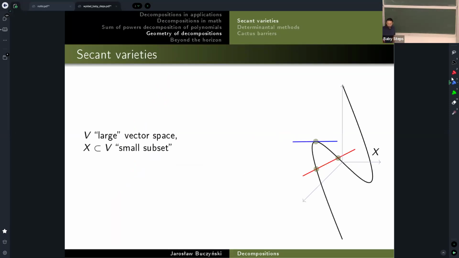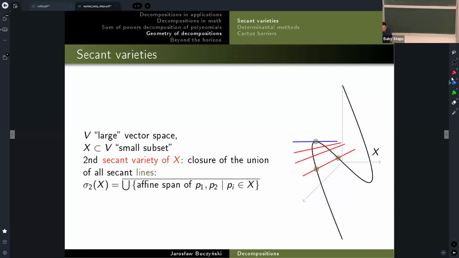What I get is a secant variety. In this case, I should make sure that V is a sufficiently large vector space and X is a sufficiently small subset, of much smaller dimension than V. Otherwise, the secant variety will be a trivial thing. So the second secant variety of X is the closure of the union of all the secant lines. I'm drawing all the lines that join 2 points on the variety X, taking the union, and on top of that, adding everything that's in the limit.